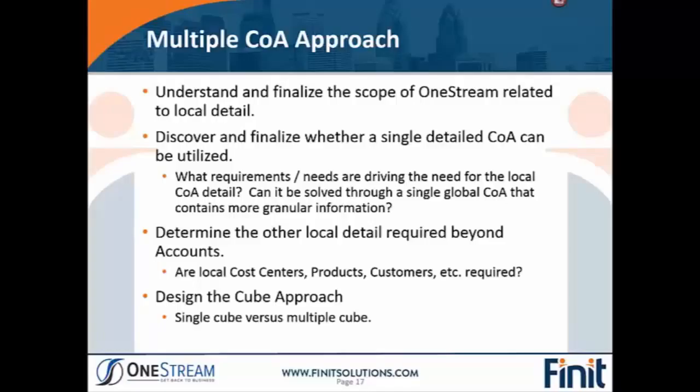Determine the other local detail beyond accounts. Is it other stuff from that source system? Are there local cost centers, products, customers, et cetera, that you want to report on as well, so that it wouldn't just be an account discussion? And then lastly, once you have all of that, you'll sit down and design the cube: the single cube versus multiple charts of accounts versus one, those types of things. So that's a quick snapshot of how you would solve for the multiple chart of accounts requirement.